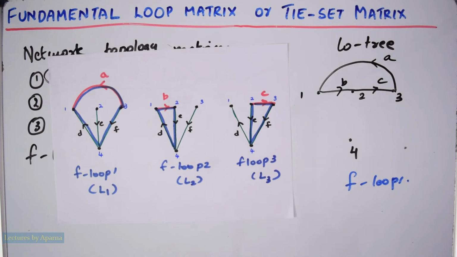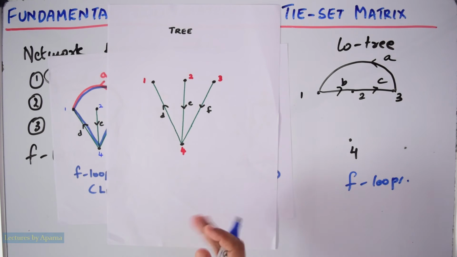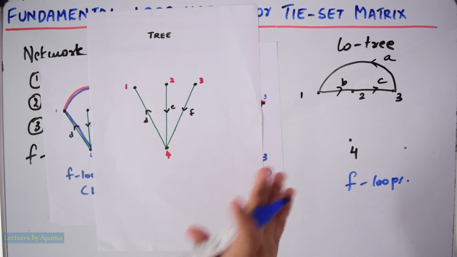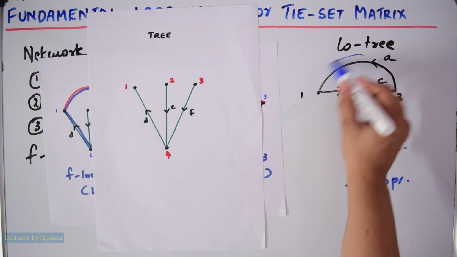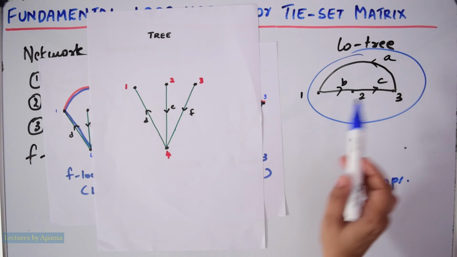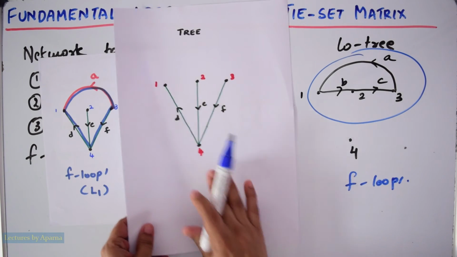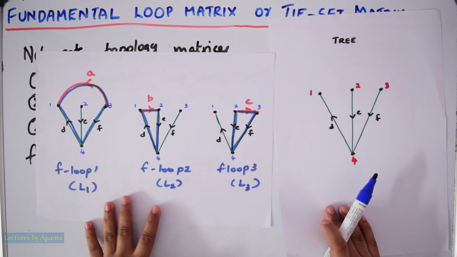If you are considering one tree, how many fundamental loops will it have? It will have the fundamental loops equal to the number of links its core tree is having. So the core tree of this tree is having 1, 2, 3, 3 links. So this tree is having 3 fundamental loops.